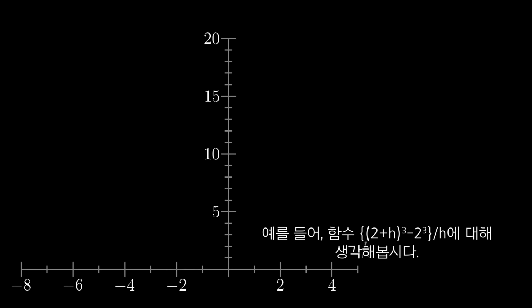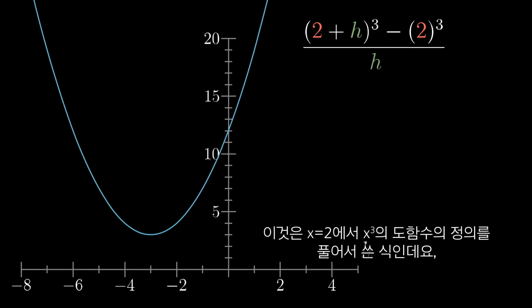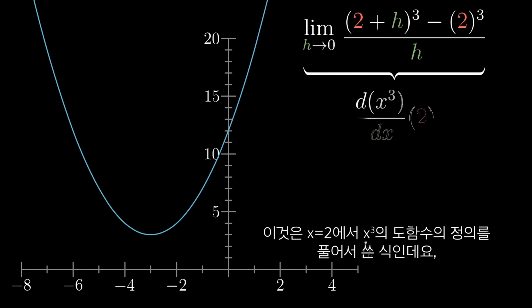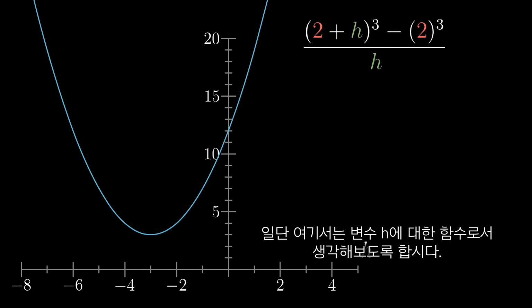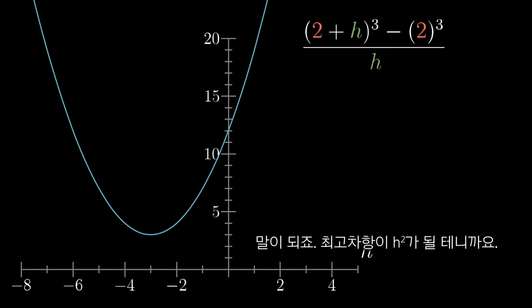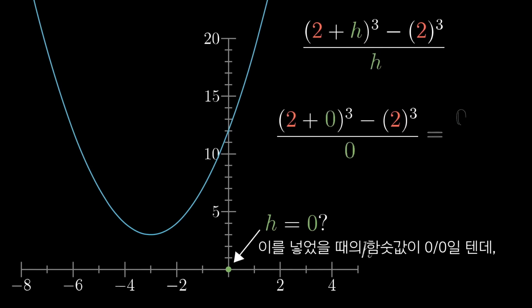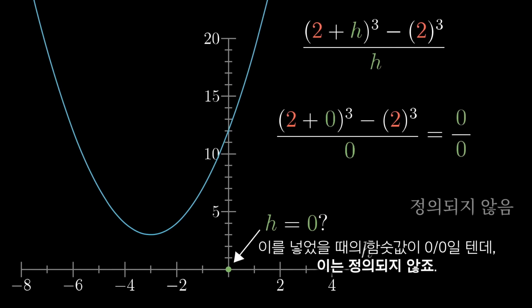For example, consider the function (2 plus h) cubed minus 2 cubed, all divided by h. This happens to be the expression that pops out when you unravel the definition of a derivative of x cubed, evaluated at x equals 2, but let's just think of it as any old function with an input h. Its graph is this nice continuous-looking parabola, which would make sense because it's a cubic term divided by a linear term. But actually, if you think about what's going on at h equals 0, plugging that in, you would get 0 divided by 0, which is not defined.